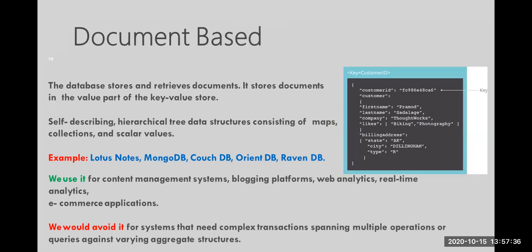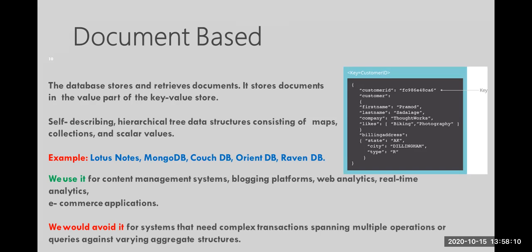The third type is document-based. A document database stores and retrieves documents. It stores the document in the value part of the key-value, meaning a whole document is stored. It is a self-describing hierarchical tree data structure consisting of maps, collections, and scalar values, meaning you can store any type of data in a document base. Document base means a number of documents can be stored as they are, a number of files can be stored as they are.